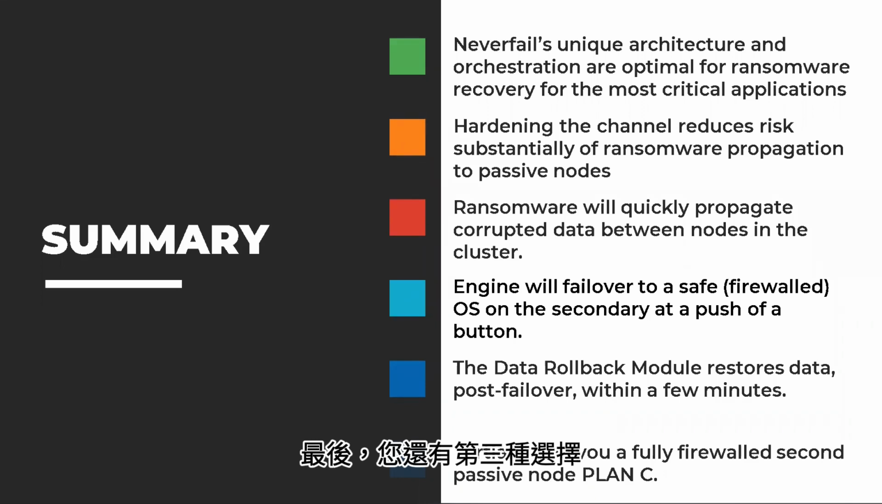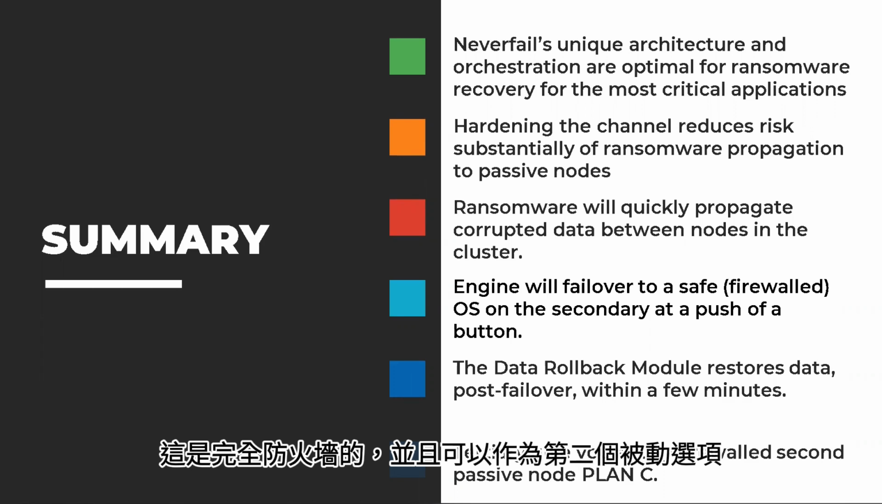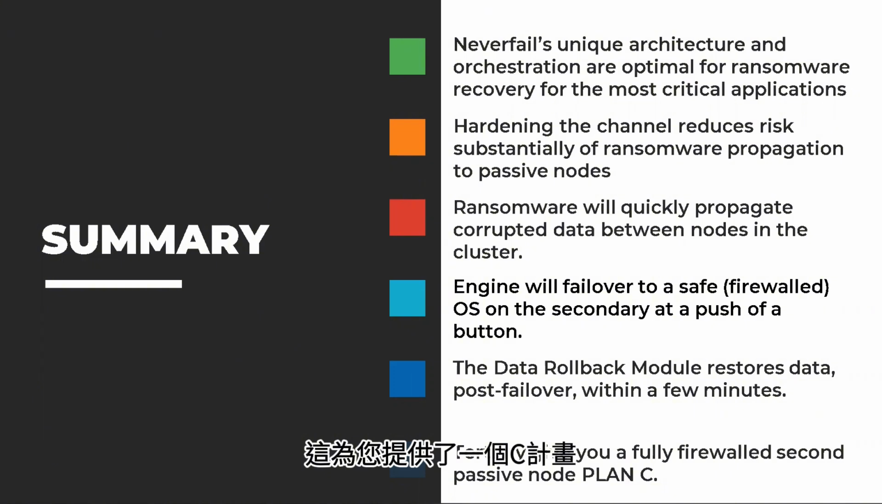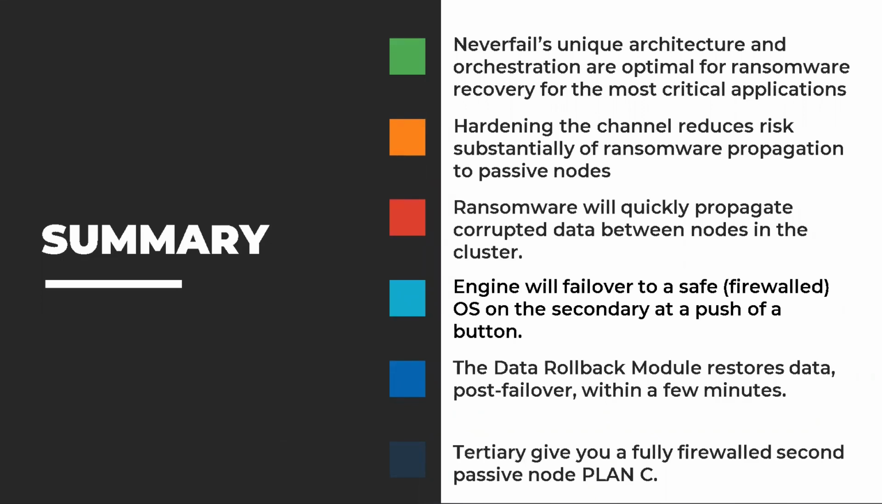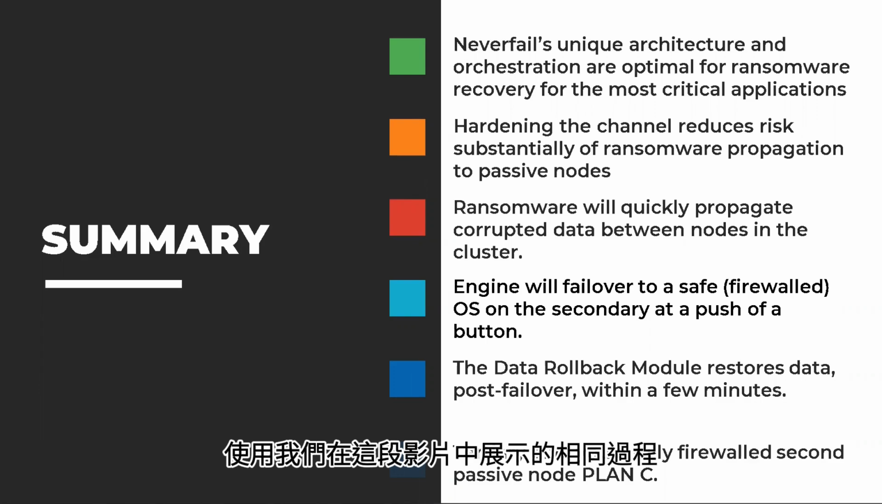And then finally, you have the tertiary option, which is a 3-node configuration, which is fully firewalled and can be a second passive, which gives you a C plan. So if the secondary gets corrupted, maybe something was missed on the production network when it was plugged in after the failover process. Just remember, in a tertiary deployment or a 3-node configuration, 1 active, 2 passives, you can roll back on the tertiary and also bring that server back online with the exact same process that we showed you in this video.